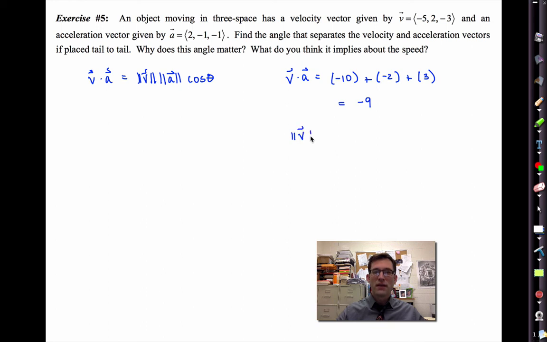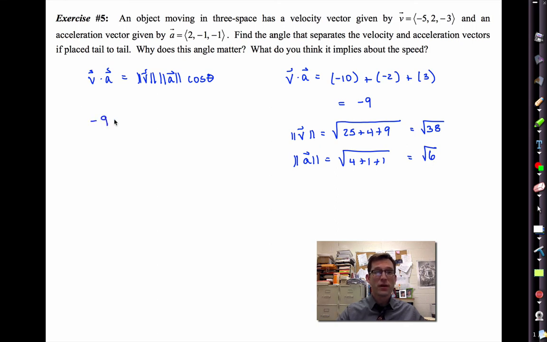I'll work out the magnitude of V over here. That will be the square root of 25 plus 4 plus 9. Looks like another ugly radical, root 38. We'll figure out the size of A. Same song, second verse. What do I have? 4 plus 1 plus 1. Square root of 6. I have everything, right?